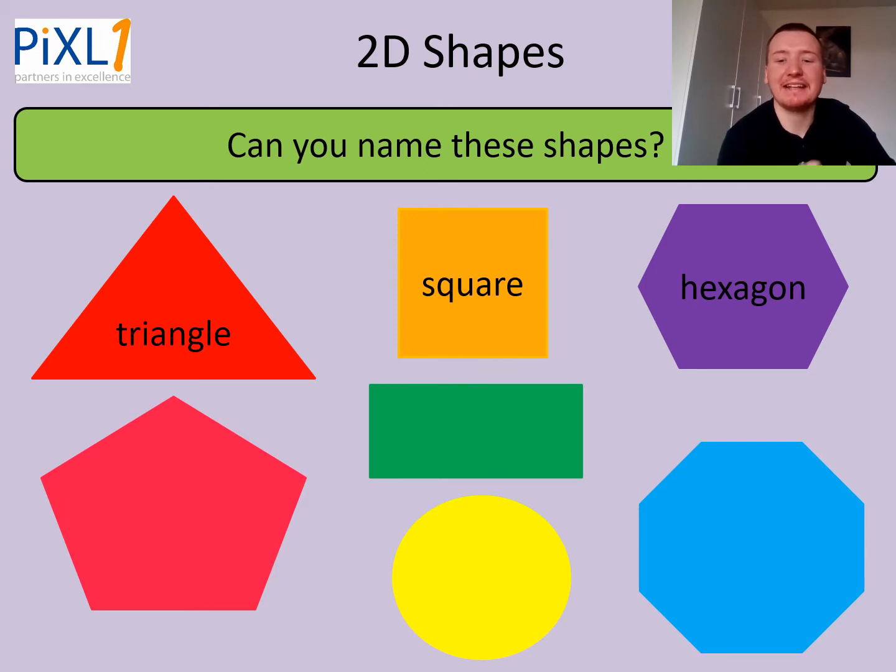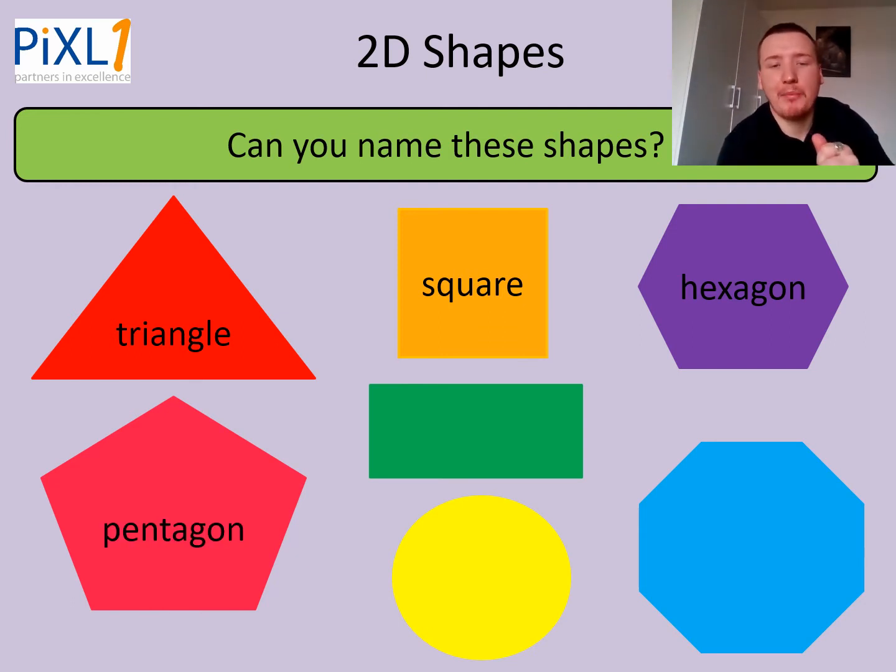We have a hexagon. This is slightly harder to remember, but if we look at the first prefix at the start of that word, hex, it sounds a little bit like 6. So have a guess, how many sides do you think a hexagon has? Well done if you said 6 sides. Hexagon has 6 sides. Remember, hex sounds like 6.